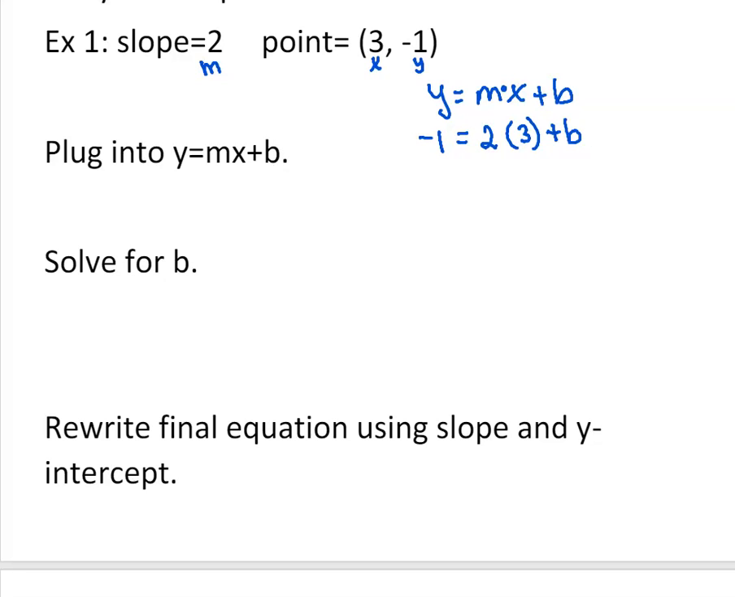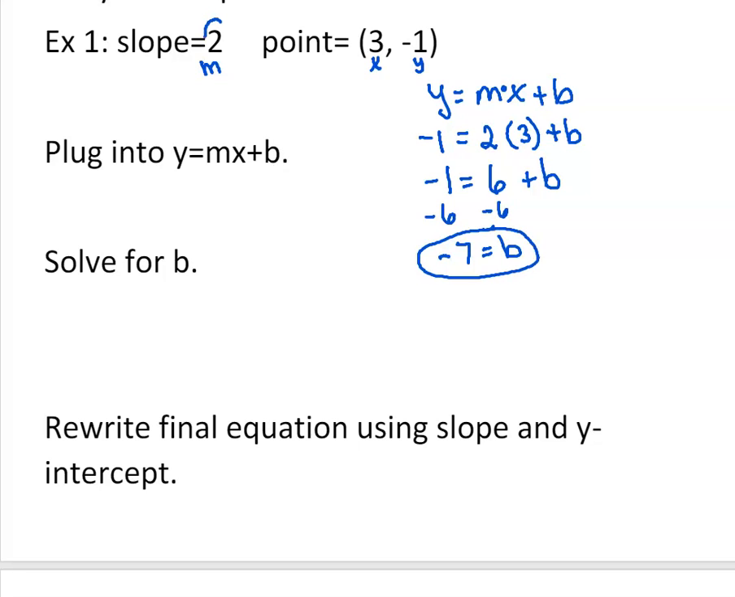So we're going to go ahead and multiply our m and our x. So we're going to multiply 2 times 3, which is 6. And then I need to get that positive 6 away from b. Since it's positive 6, we're going to do the opposite and subtract it. And we'll get that -7 is equal to b.